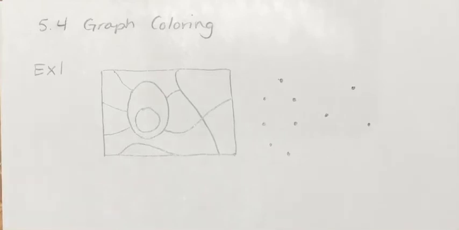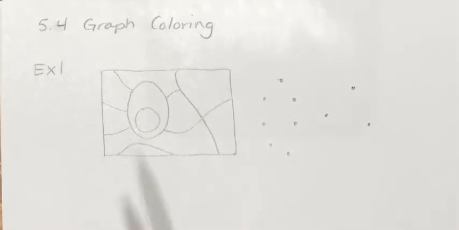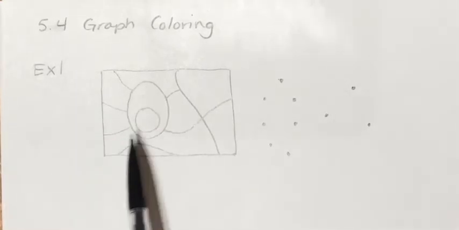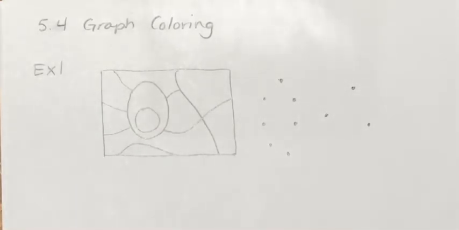Section 5.4 is on graph coloring. So the first theorem that we have is the four-color theorem that says if you have a planar graph, you can color it in at most 4 colors, okay? So what that means is no 2 colors will touch each other if it's a planar graph.